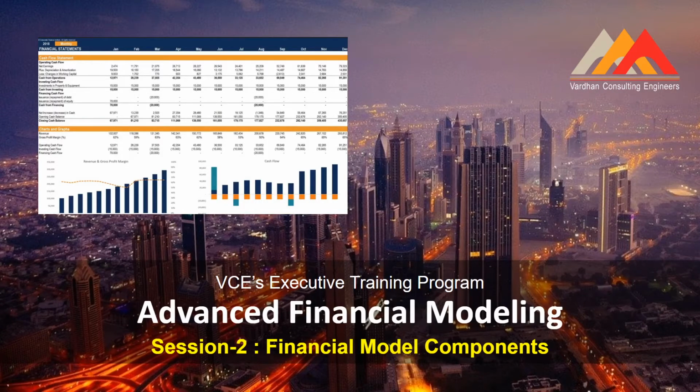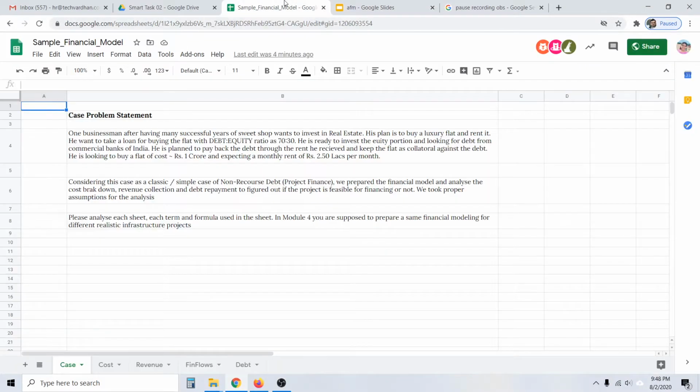In the first session, we shared with you the basics of financial modeling and how it is done. I hope you have done some research on it and got some basic knowledge clear. Now, in this session, a lot of other knowledge will also become clear to you. So, let's see the sample financial model here.